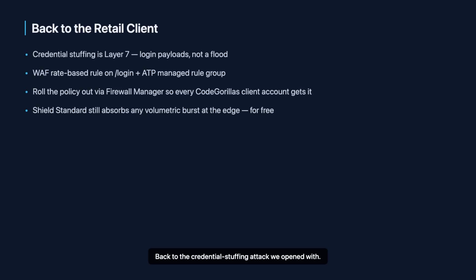Back to the credential stuffing attack we opened with. Credential stuffing is a Layer 7 attack. These are real-looking login requests, not a packet flood, so Shield won't catch it. This is WAF's territory. Deploy a rate-based rule scoped to the login URI, layered with the account takeover prevention managed rule group. Then push that policy through Firewall Manager so every other Code Gorilla's client account inherits the same defense, not just the one being attacked tonight. And in the background, Shield Standard is still absorbing any volumetric component at the edge, for free, with nothing to enable.